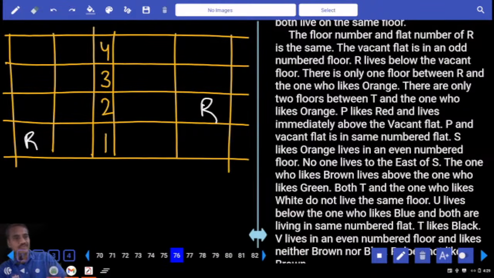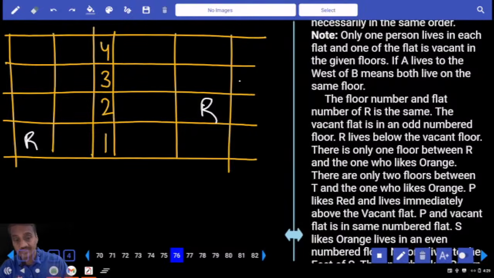Then next, the vacant floor is an odd number floor. Vacant floor, odd number floor, either 1 or 3. R lives below the vacant floor, hence the vacant floor must be the third floor. And the third floor in which flat? Either first or second, 2 possibilities in this one.